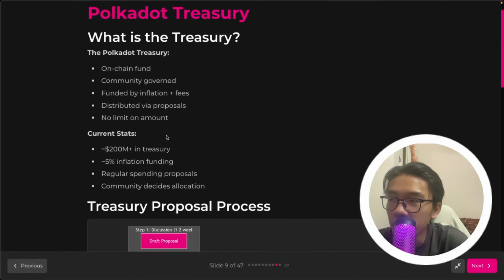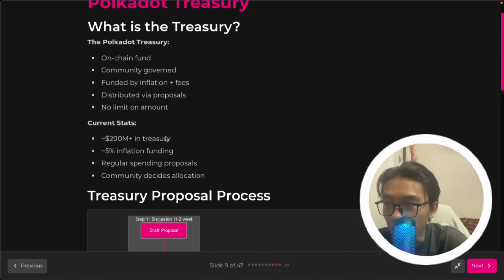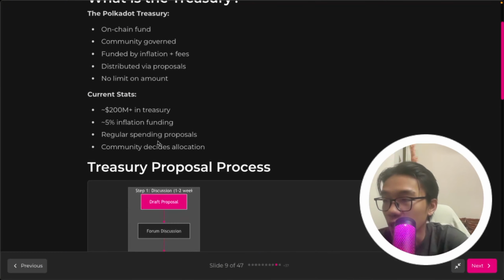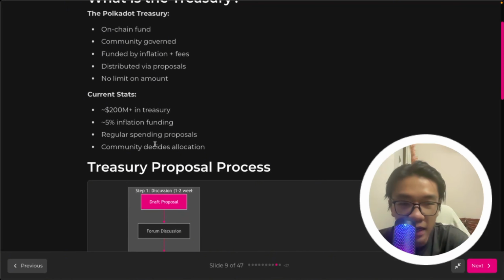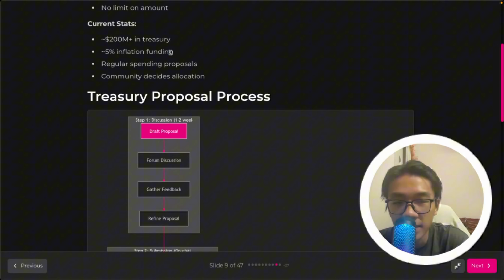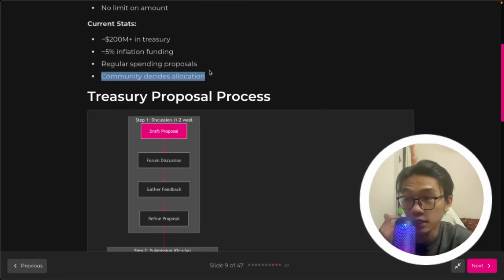The Polkadot treasury is the on-chain fund, community governance, funded by inflation and fees, distributed through proposals with no limit on amount. So whatever amount of money the treasury can support, you can submit a proposal. But as long as the community supports and approves your proposal, then you're going to get the money. So 5% inflation funding, because every year the DOT token has an inflation rate, and currently regular spending proposals, community-designed allocations.